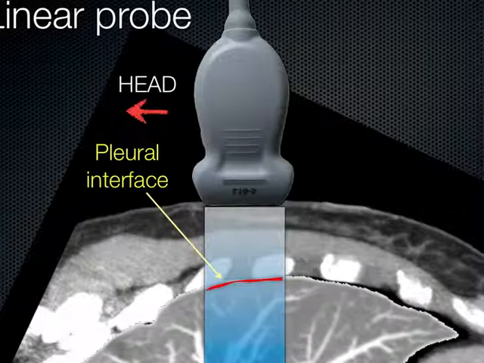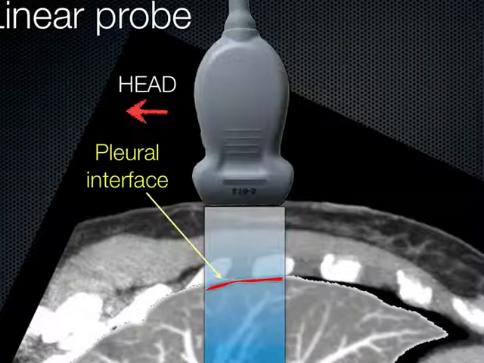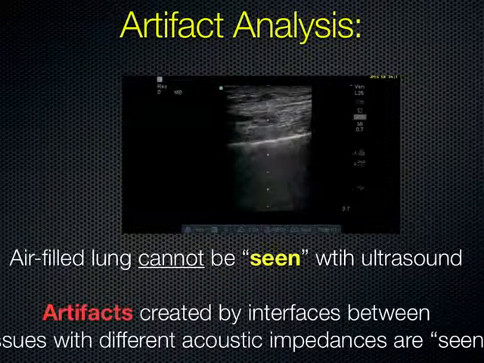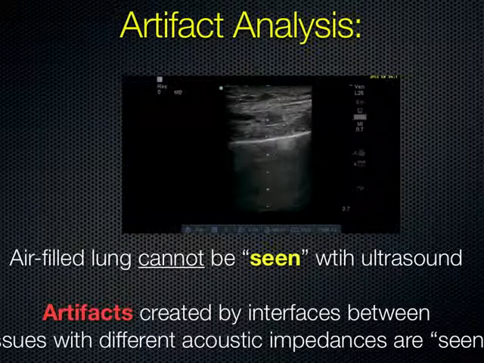When we use this high-frequency probe, it's a very excellent view of the pleural line and sliding. You will see some examples of this. So now we're going to use this high-frequency image to analyze artifact. We can't see the lung itself, but we can see the artifact created by the interfaces between tissues that have very different impedances, such as pleural line and lung.